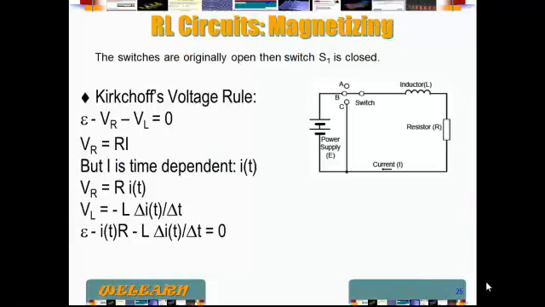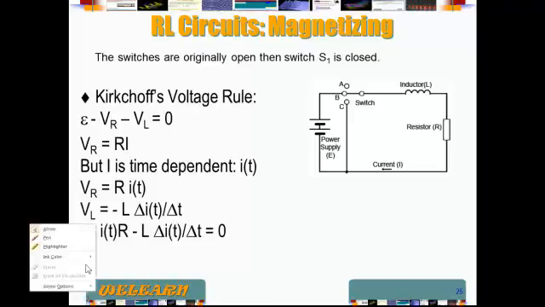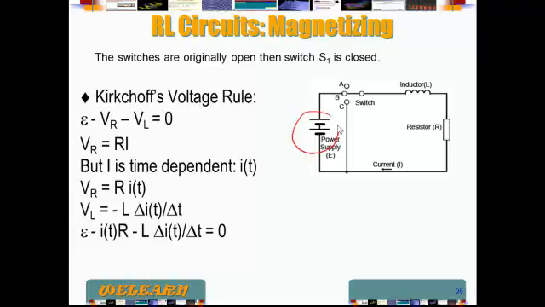Okay, we do the same analysis. Kirchhoff's loop rule. This is my minus, this is my plus, this is my plus, this is my minus. So going around here, voltage across the source, E, minus voltage across the resistor, VR, minus voltage across the inductor, VL, is equal to zero. Sorry that the graphic has the inductor and the resistor in the wrong order, but it should not matter.